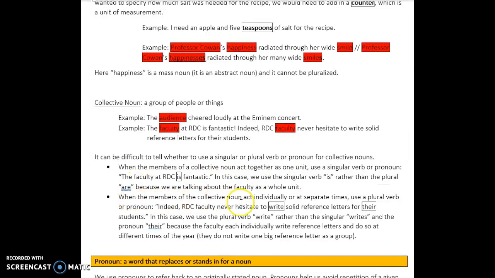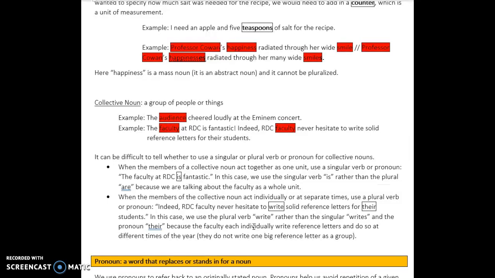When the members of the collective noun act individually or at separate times, however, we use a plural verb or pronoun. So for instance, indeed, RDC faculty never hesitate to write solid reference letters for their students. In this case, we want to use the plural verb write rather than the singular writes and the pronoun their because the faculty each individually write reference letters and they do so at different times of the year. That is to suggest that they do not write one big reference letter as a group.